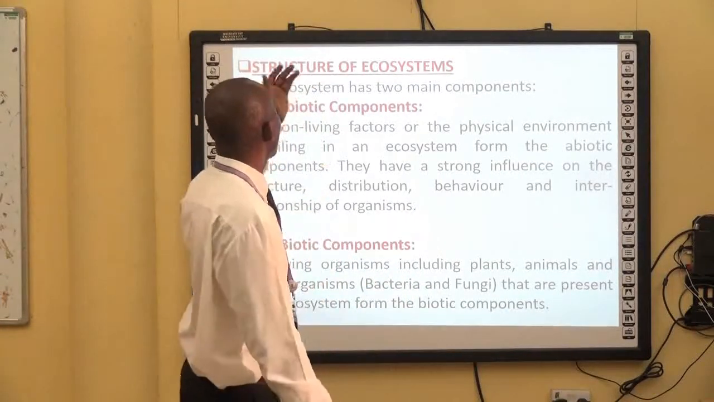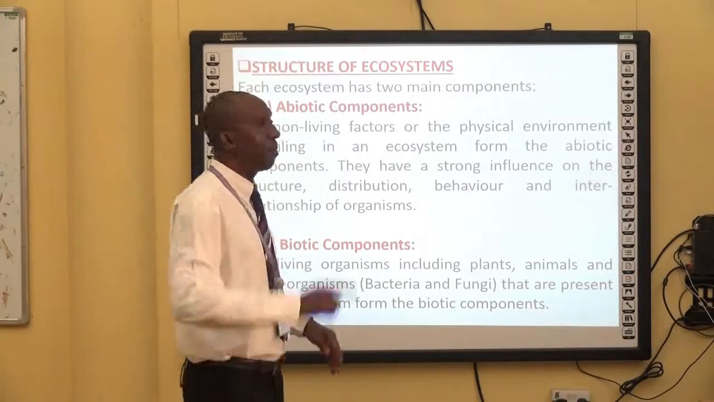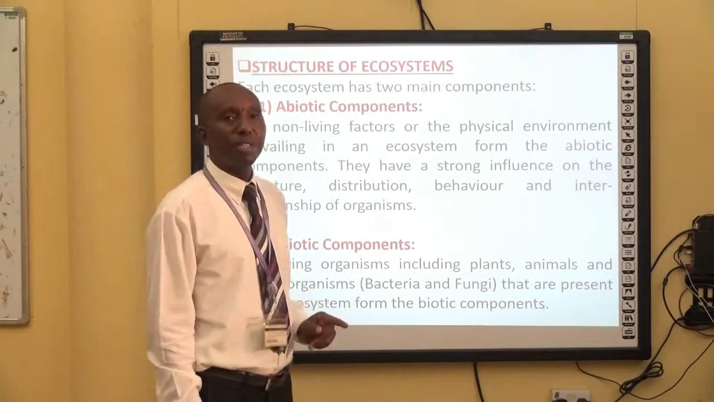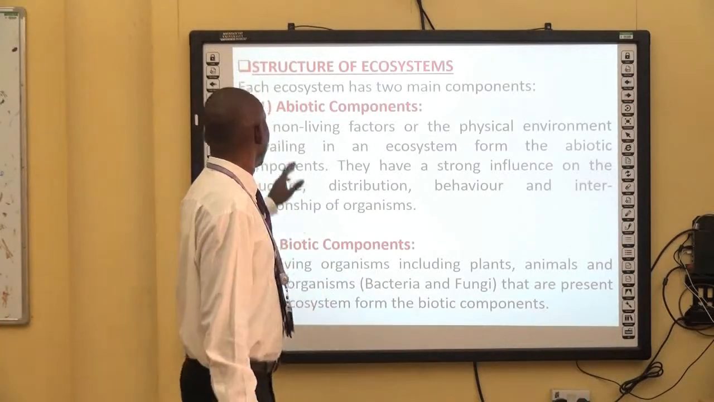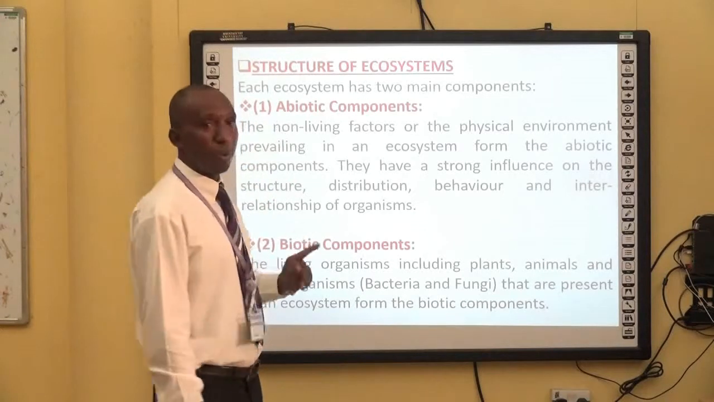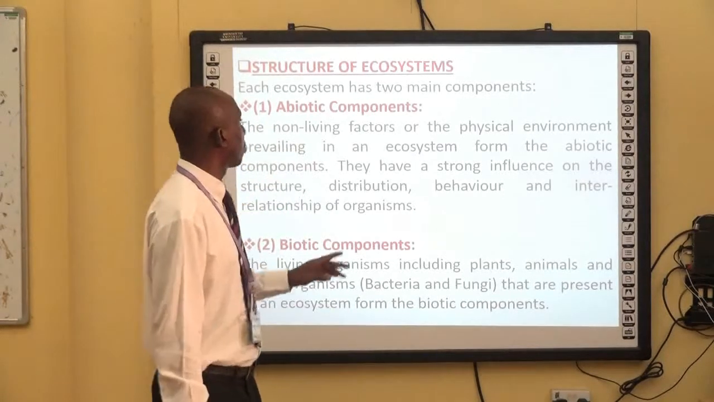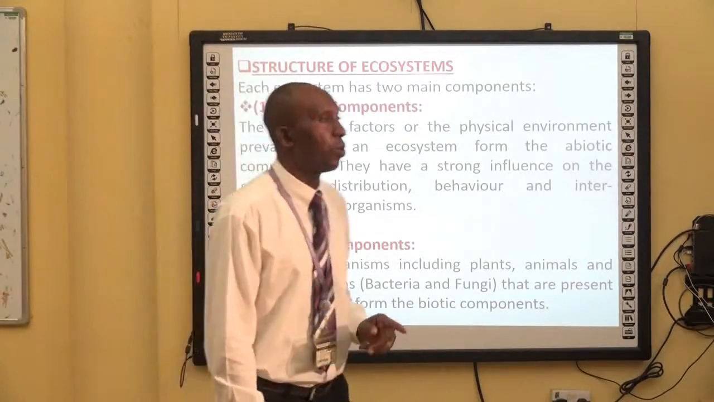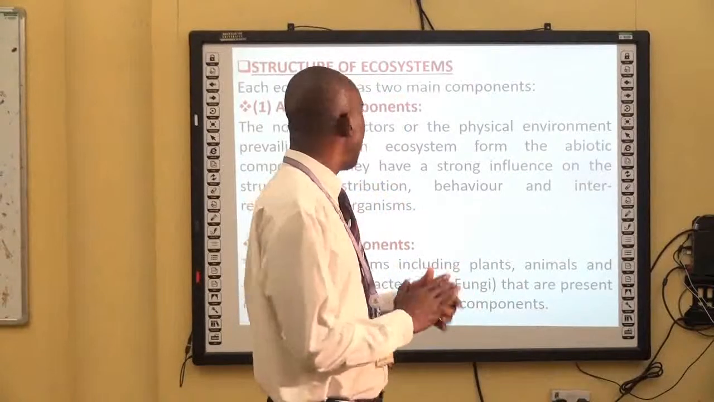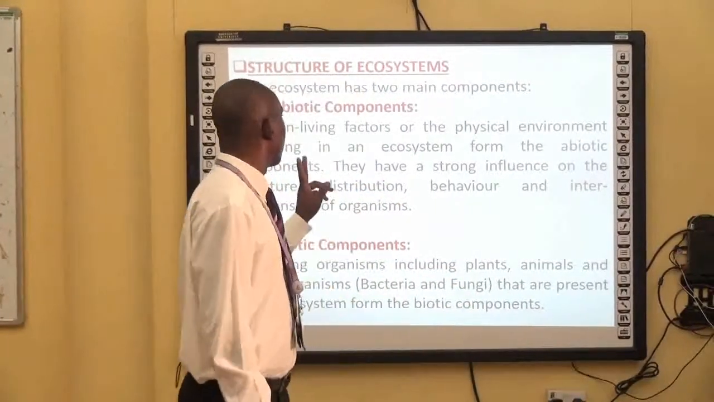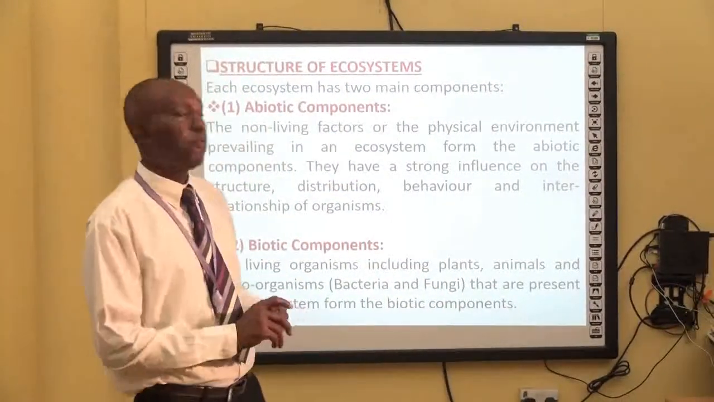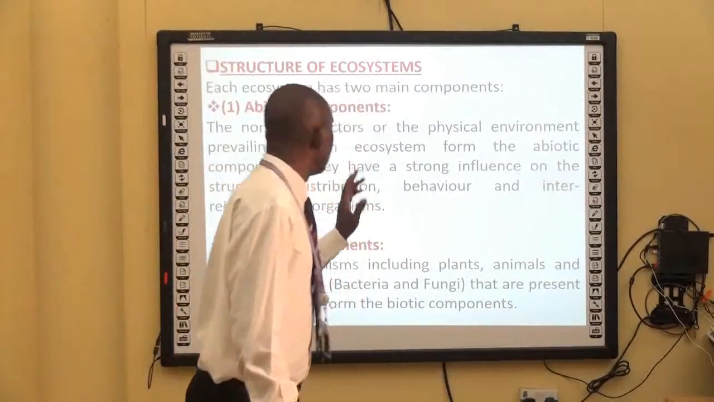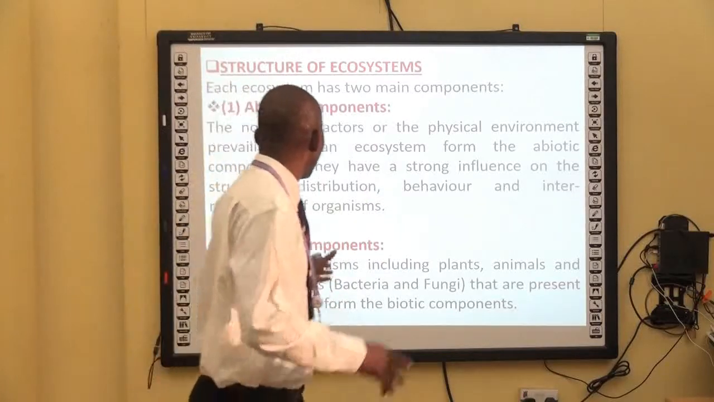This brings us to the structure of the ecosystem. Each ecosystem has two major parts. Number one is the abiotic component. These are the non-living factors or the physical environment prevailing in an ecosystem. They form the abiotic component. They have a strong influence on the structure, distribution, behavior, and interrelationship of organisms.